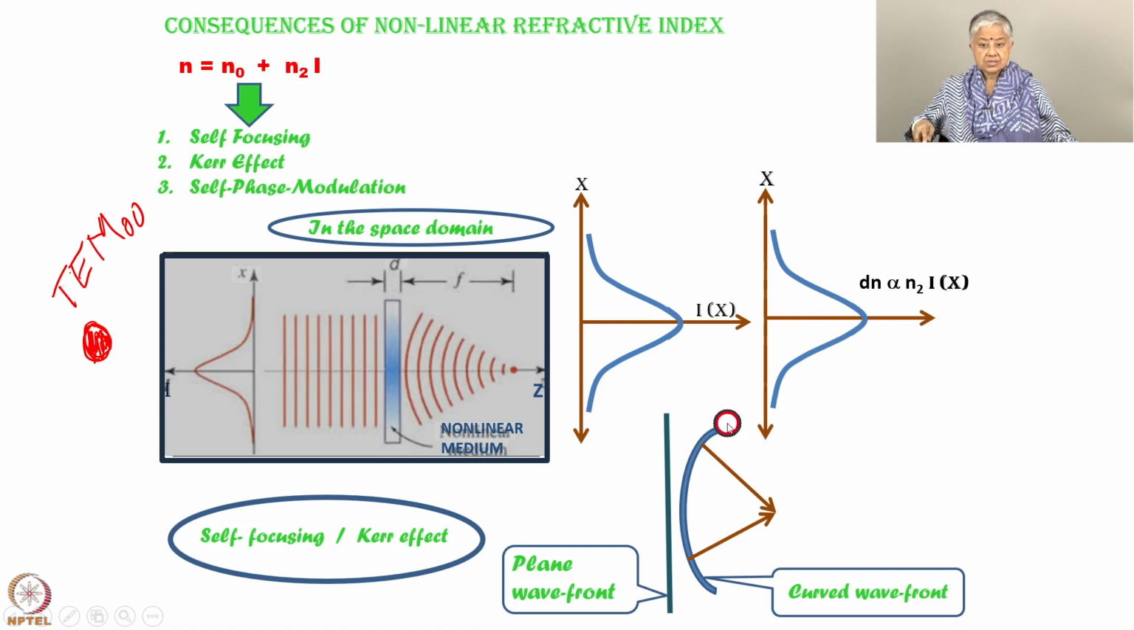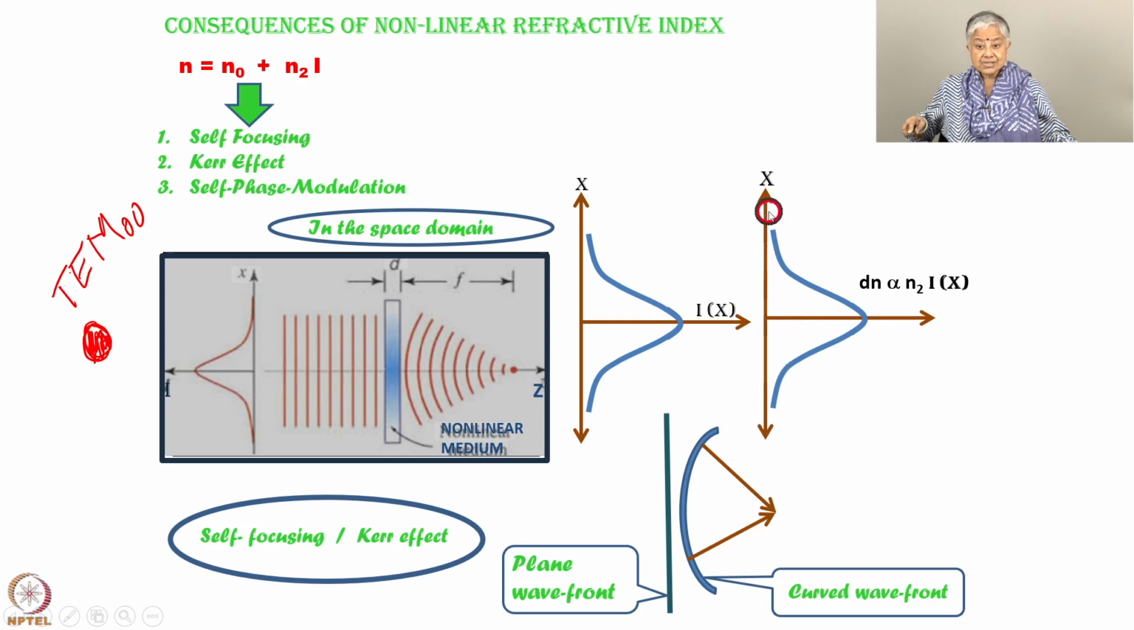And because of this, the wave front, which is a plane wave front, gets curved. Why does it get curved? Because at these points, where the refractive index is low, the light is traveling faster, while where the refractive index is high, the light has become slower. So this is slow while this is traveling faster.